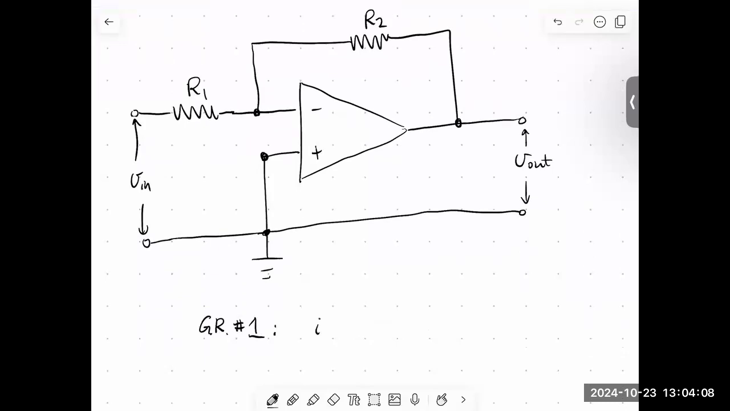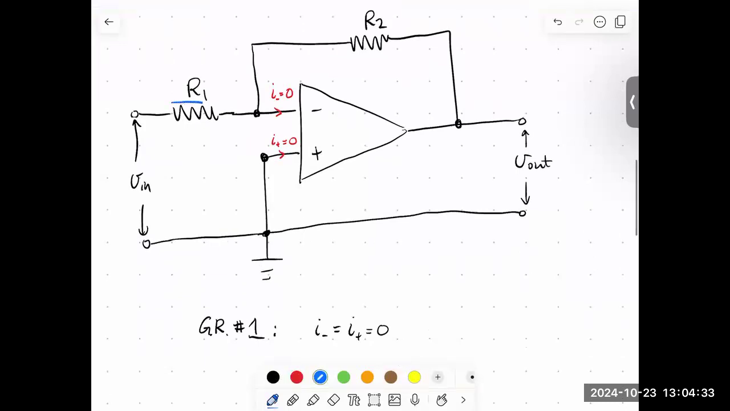All that says is that I minus is equal to I plus is equal to 0. So if we were to draw that on our circuit, we would have an I minus here that is going to be 0, and an I plus equal to 0. So that's the first golden rule. Let's see what the consequence of that is. Let's suppose that we had a current I1 going through R1, and a current I2 going through R2.